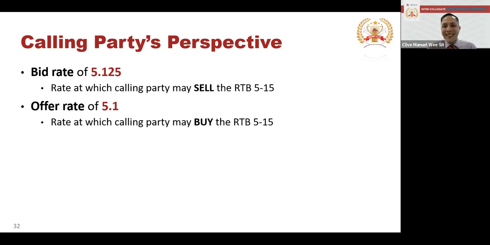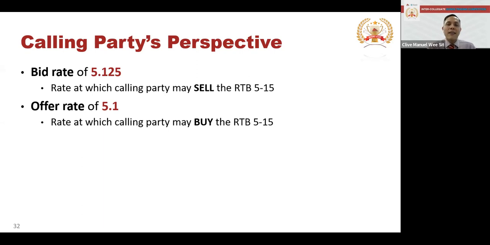Notice that it's the opposite. That's why it's important to take note: what is your role, or what party are you in the GS transaction? Are you the calling party or the quoting party? More often than not, if you're asking for the price, you are the calling party. And if you are quoting the price, giving the yield levels, you are the quoting party.